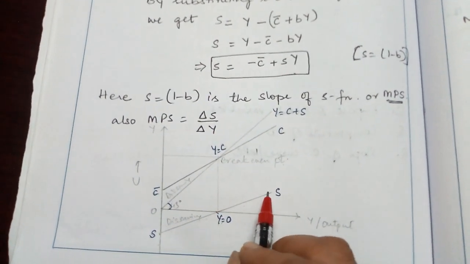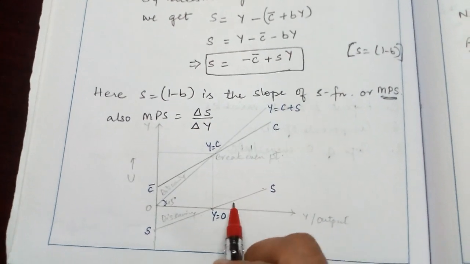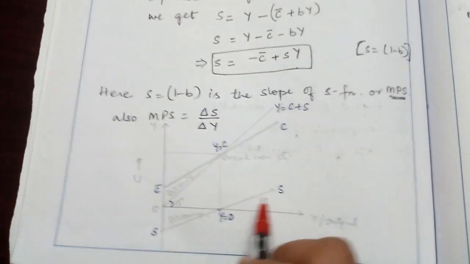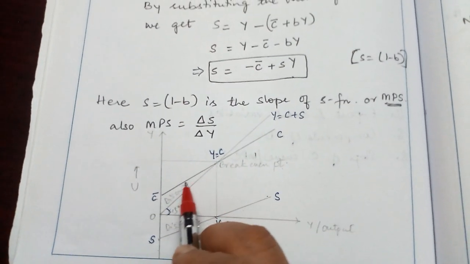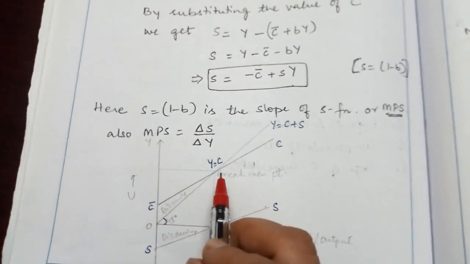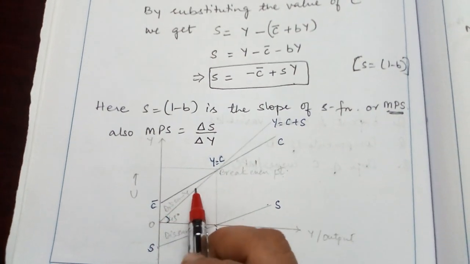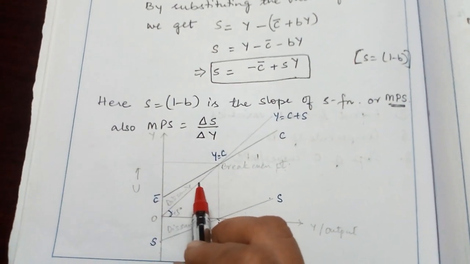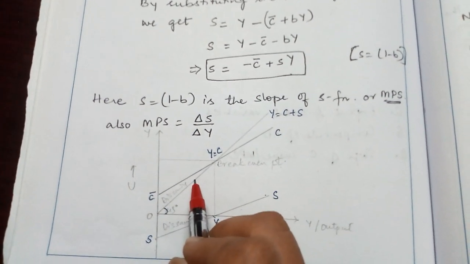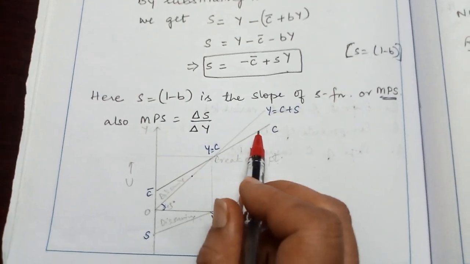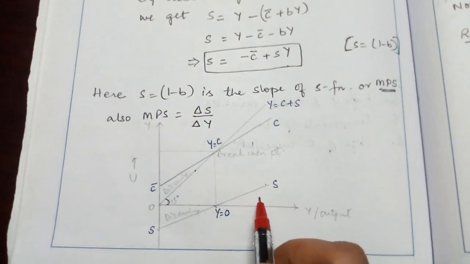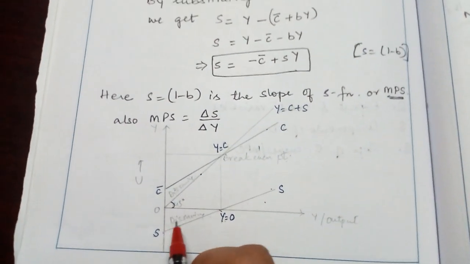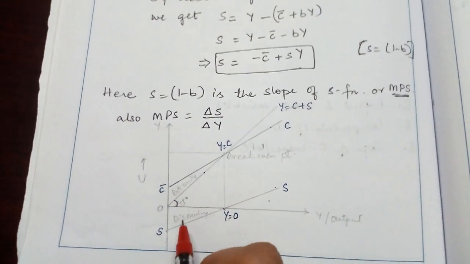Beyond this point, the consumer saves his income. Hence, what we learned from the consumption function, this part of it below the break-even point is dissaving. That means he has consumed from his previous savings. Beyond the break-even point, we have saving. So this saving will be here, and this saving will be shown here. So this and this will be equal.